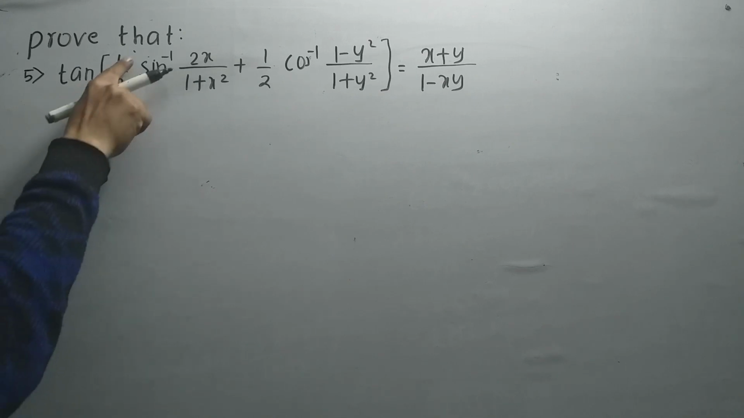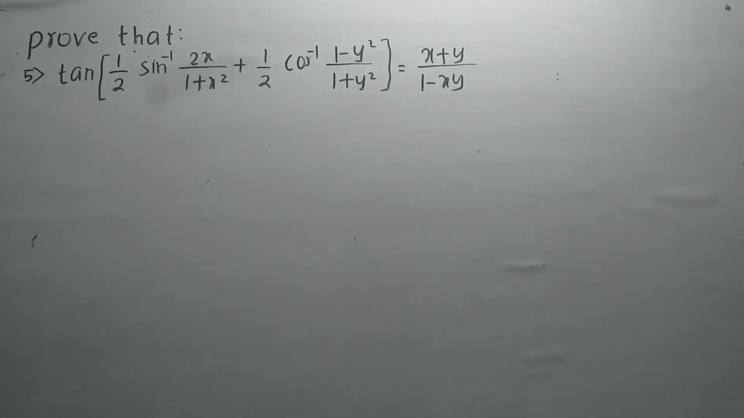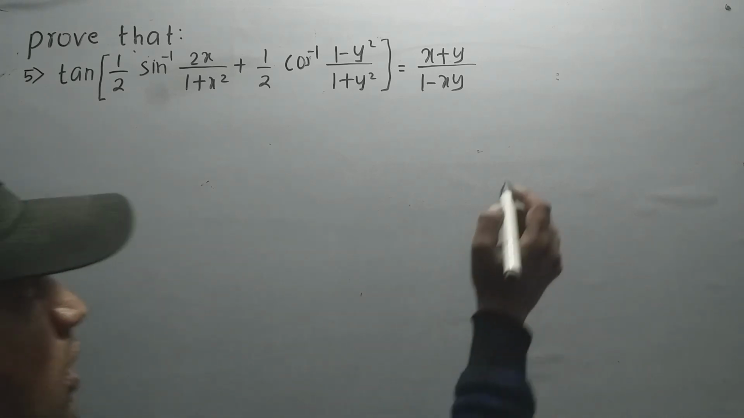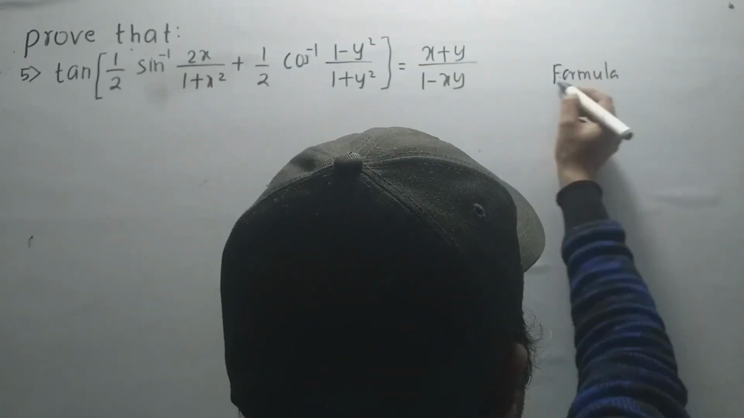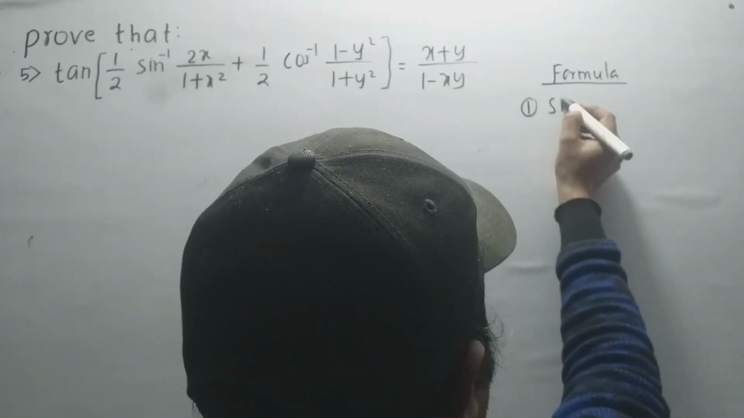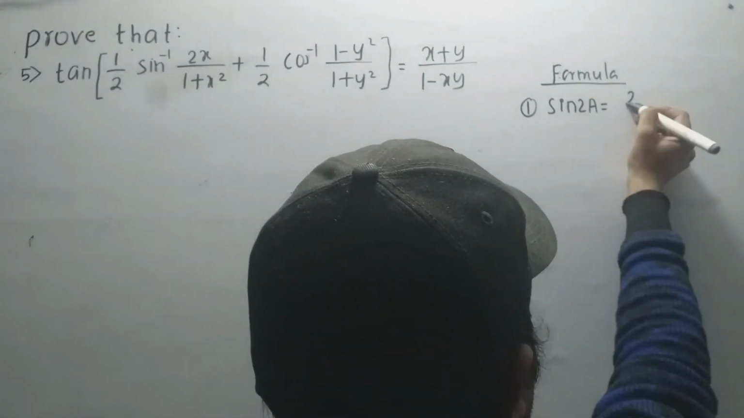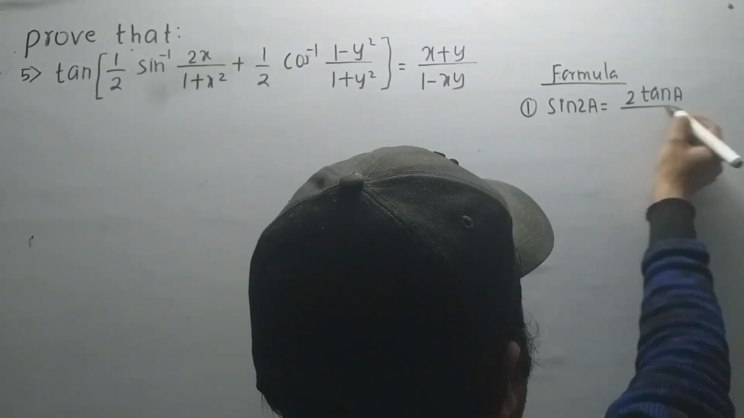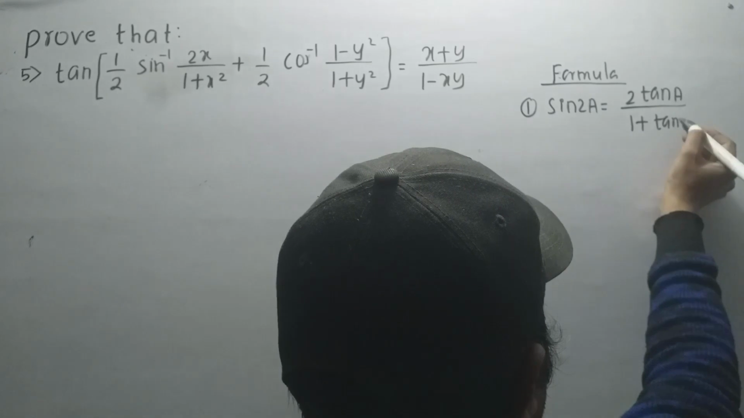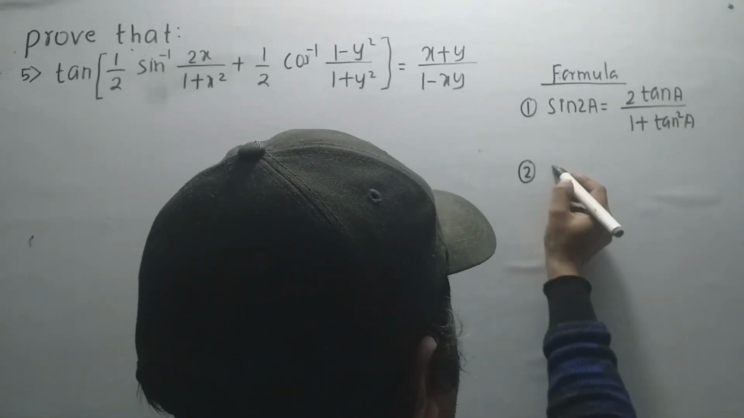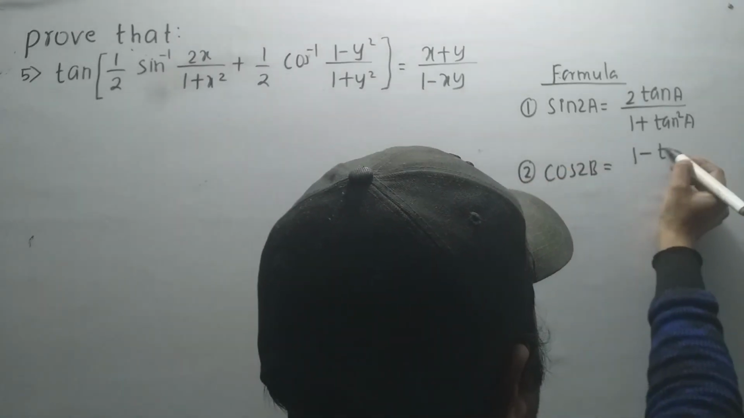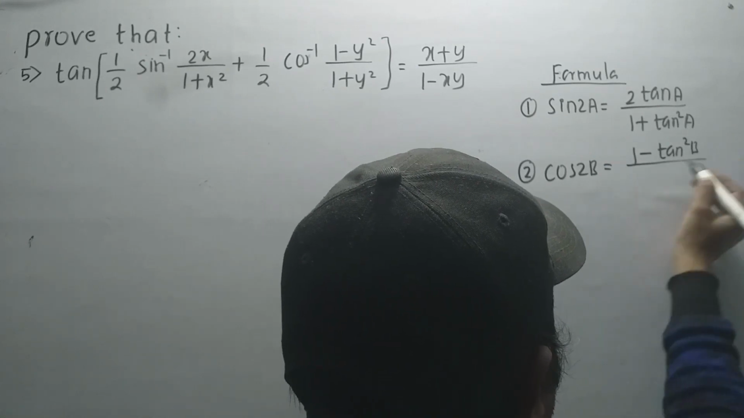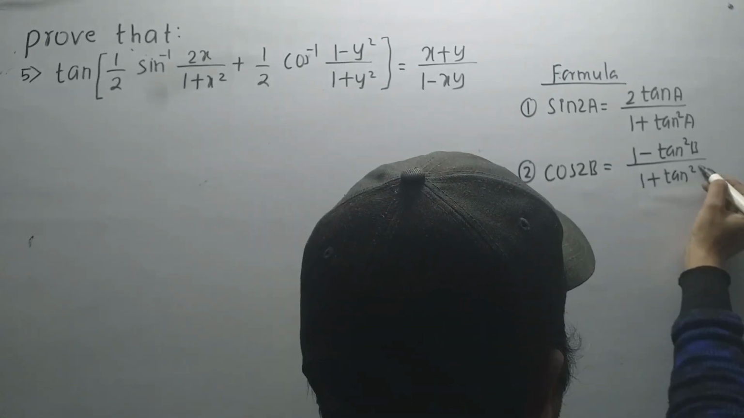So here it is tan of half of sin inverse 2x by 1 plus x square plus half of cos inverse of 1 minus y square by 1 plus y square. After that, for this you need to know 3 formulas. First, you need to know the formula for sin 2a in terms of tan a. Our sin 2a is 2 tan a whole divided by 1 plus tan square a. So formula number 2, let me write cos 2b, not a, since here are 2 different variables. Write 1 minus tan square b whole divided by 1 plus tan square b.